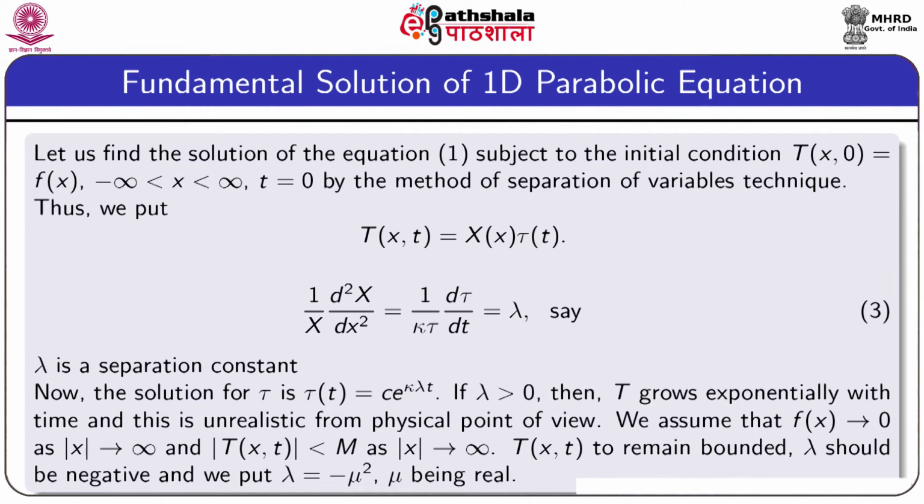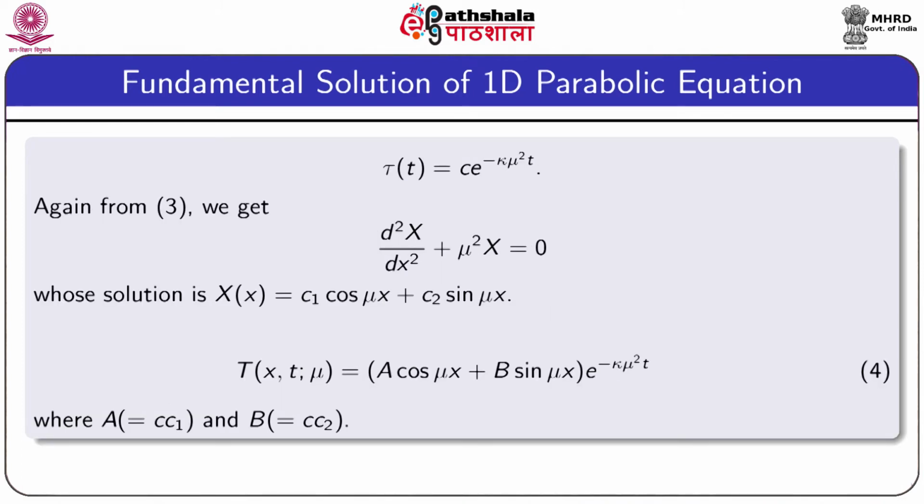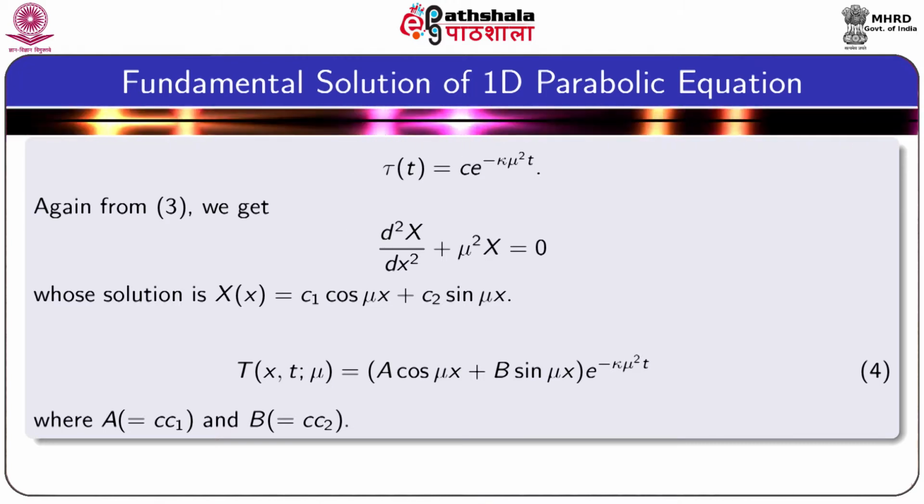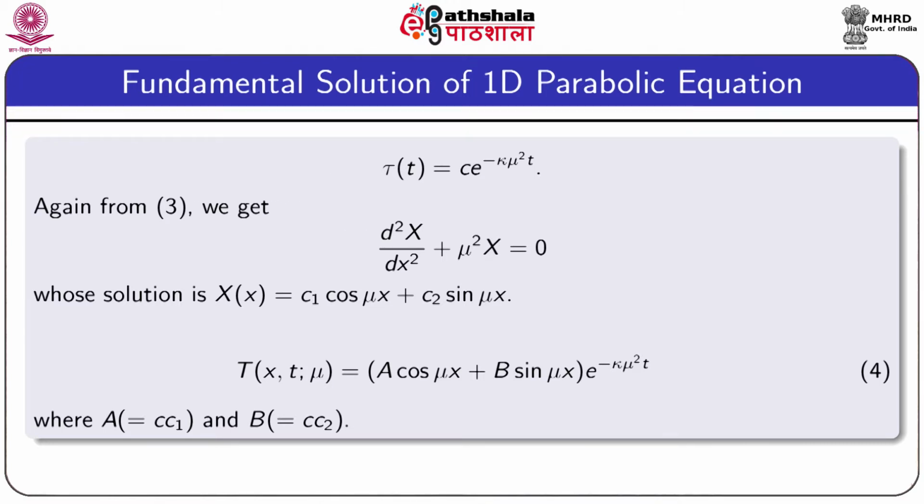So, for T(x,t) to remain bounded, we have to take lambda negative. For that reason, we have chosen lambda as minus mu squared, where mu is a real constant. Thus, putting lambda equal to minus mu squared, the expression for tau becomes tau equals c e^(−κμ²t). Now, there is another equation in X, which is written here, d²X/dx² + μ²X = 0, whose solution is X = c1 cos μx + c2 sin μx, where c1, c2 are constants.